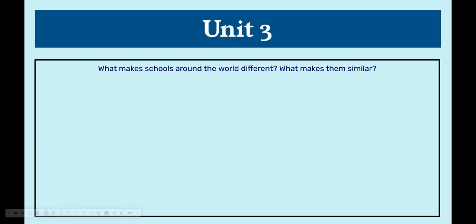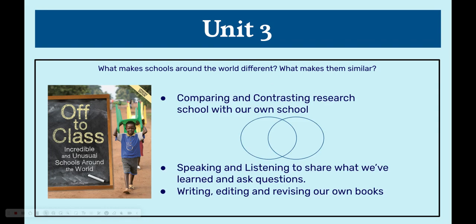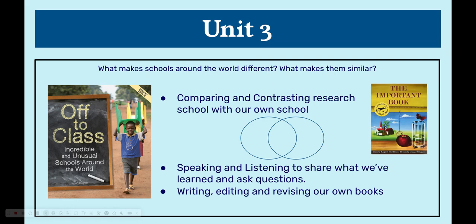We end with Unit 3, where students are now learning what makes schools around the world different and what makes them similar. In this unit, students will compare and contrast one of the schools they researched in Unit 2 with their very own school. They will improve their speaking and listening skills as they present their research and learning to their peers. Finally, they will write, edit, and revise their own books about the schools using the important book as a model. They will share their books with others in their school.